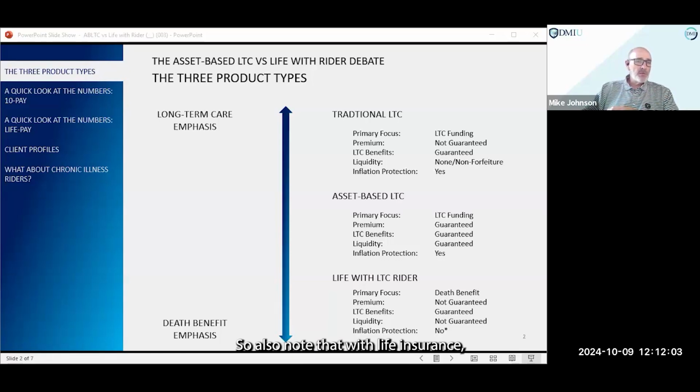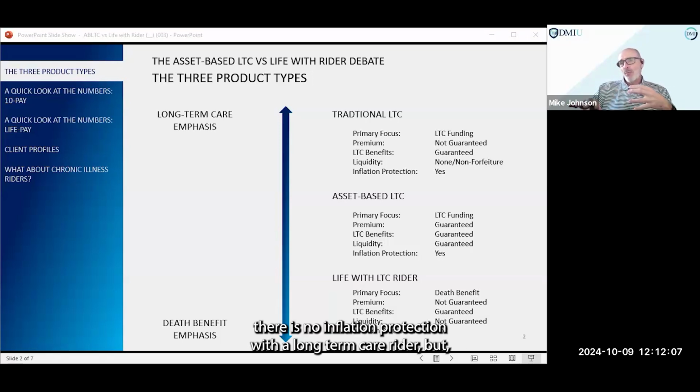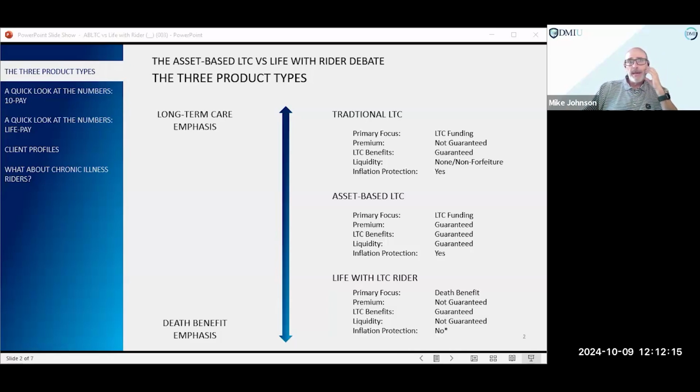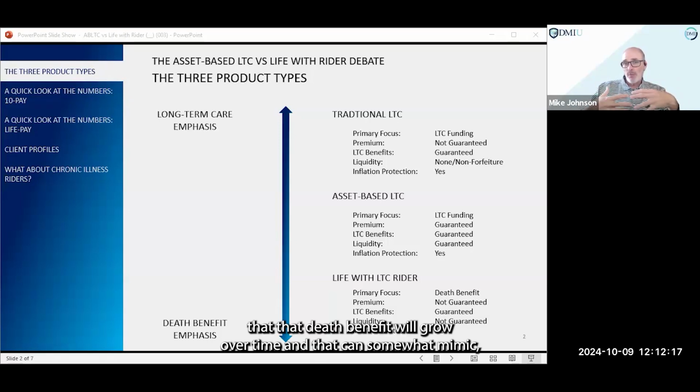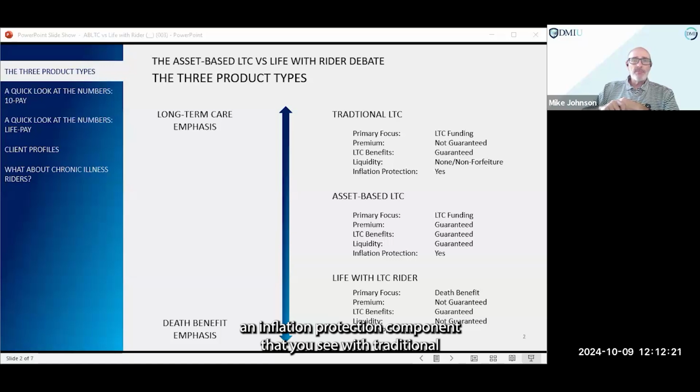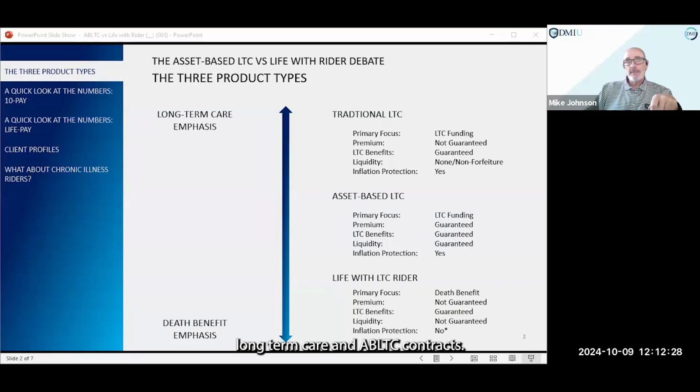So also note that with life insurance, there is no inflation protection with a long-term care rider, but with an option to death benefit, as I'm sure we're all aware, that death benefit will grow over time, and that can somewhat mimic an inflation protection component that you see with traditional long-term care and ABLTC contracts.